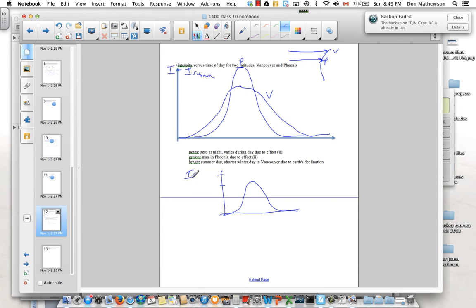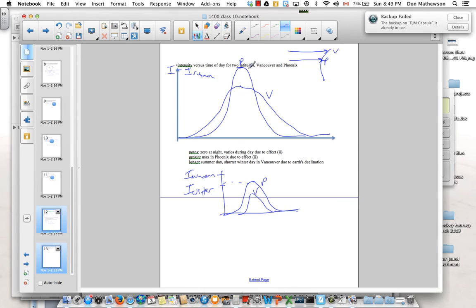And so in the winter, the sun's not going to be as intense in Phoenix. And then Vancouver will have a shorter day. So it would be Phoenix and Vancouver. So this would be wintertime. Now that matters if you want to try and capture energy from the sun. For instance, by a solar panel.